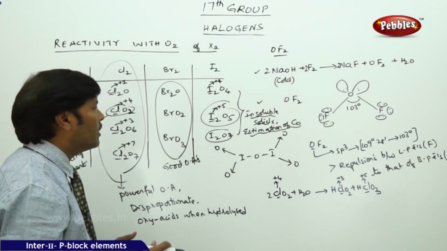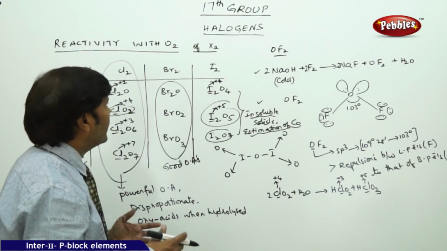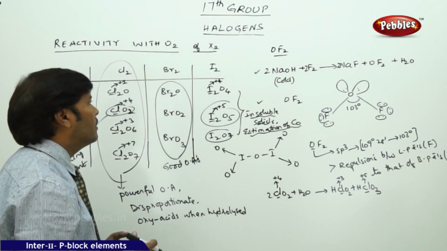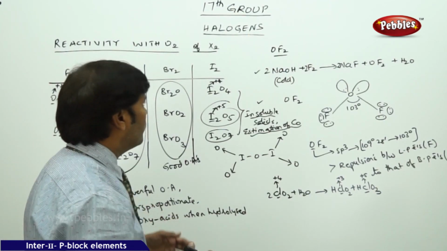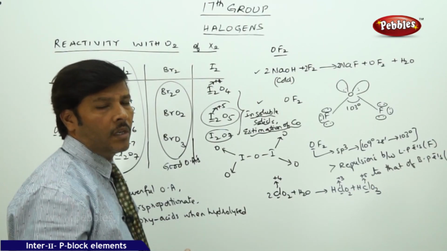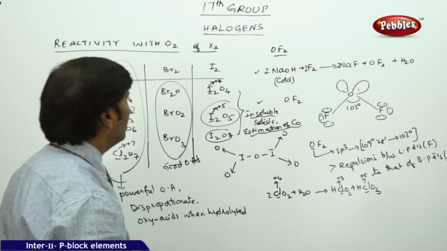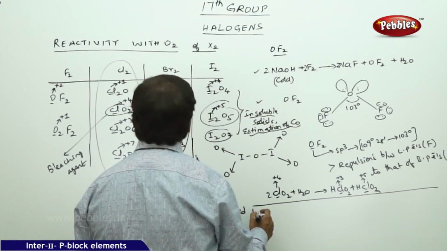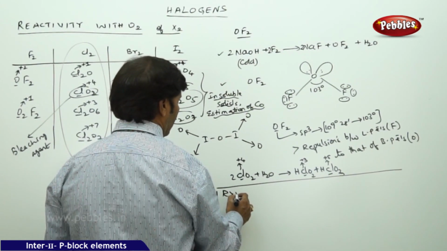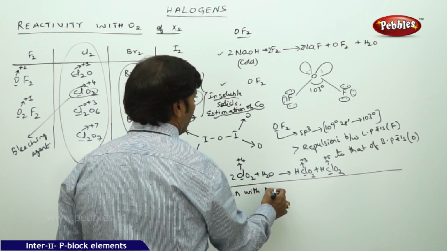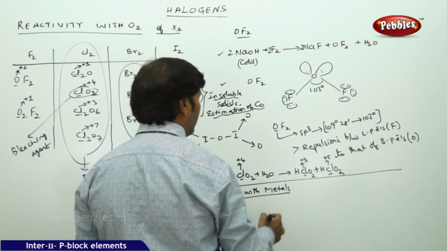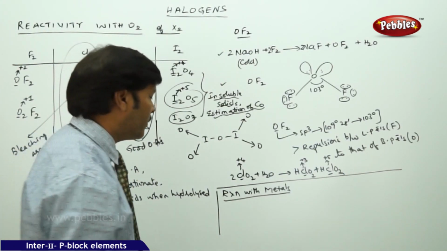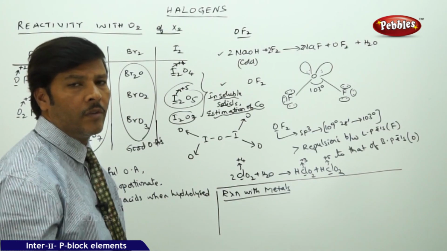And this is something about the reaction of halogens with oxygen. Apart from this, we can go for the next part of the discussion, that is interhalogen compounds. Before going to the interhalogen compounds, there is one particular topic, reaction with metals. If you take these halogens, they show different types of behavior for different types of metals. For s block elements they have one kind of behavior, and for d block elements they have another.